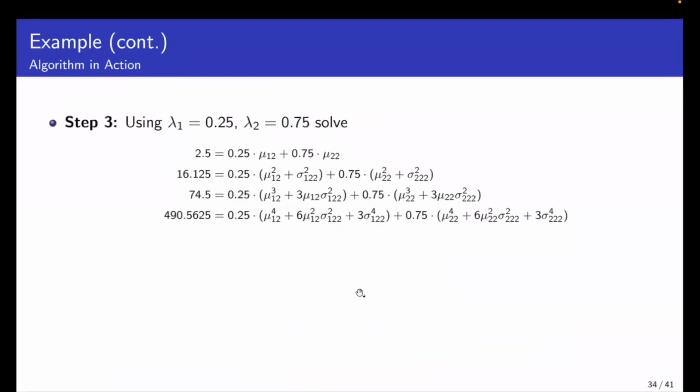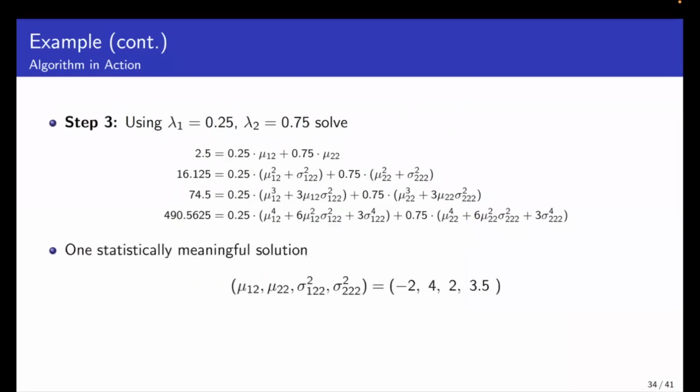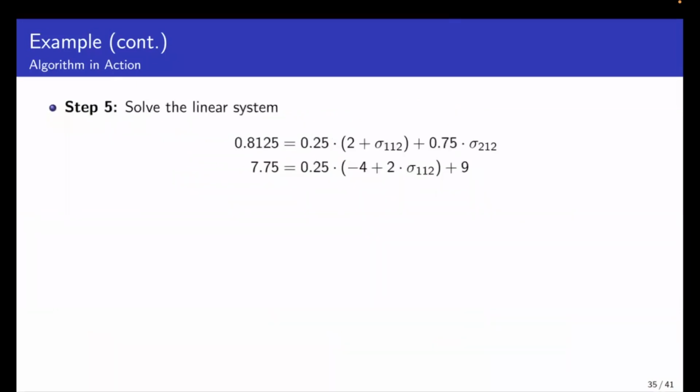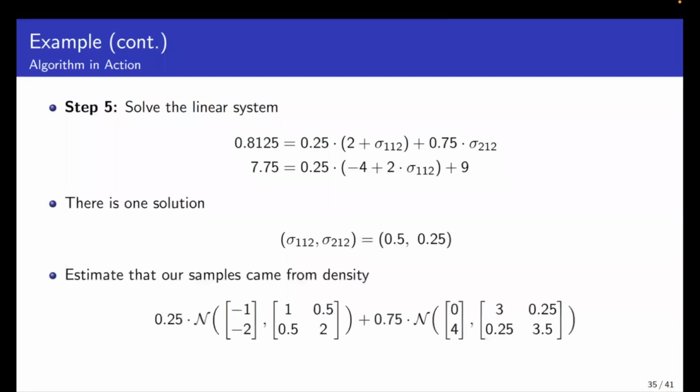And so we can use this to solve this reduced system to get the remaining means and variances. In this case, there's only one statistically meaningful solution. So of course, that's the one we select. Now at this point, we just need to find the off-diagonal entries of each covariance matrix. And so we can solve this linear system. It's now linear in the only unknowns. And of course, we know there's a unique solution. And then we just kind of puzzle piece all of our solutions together.